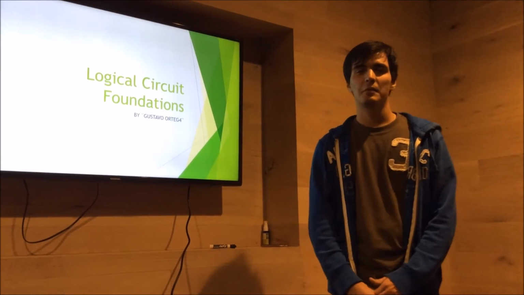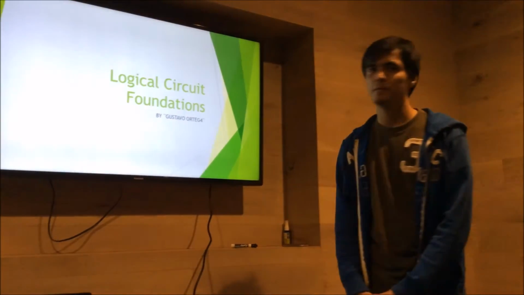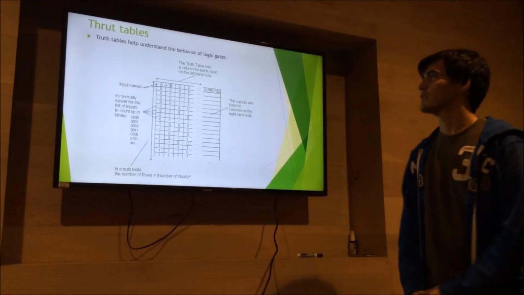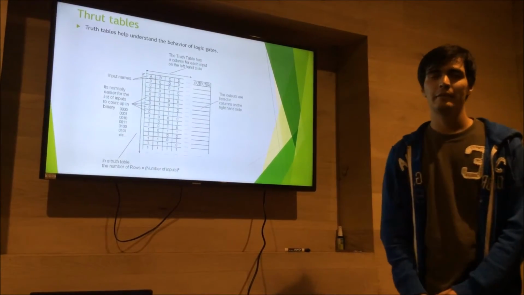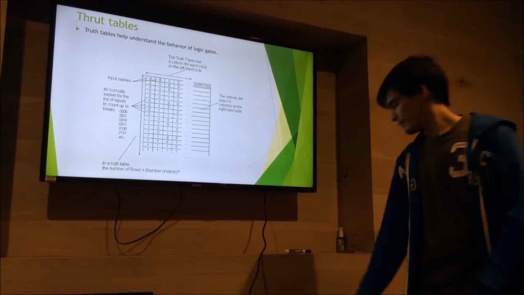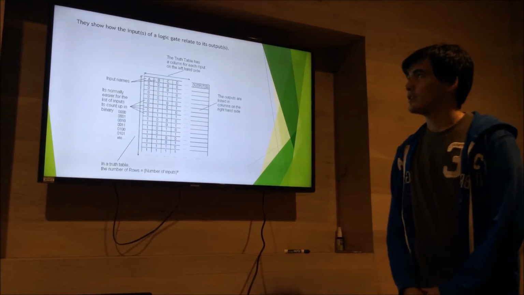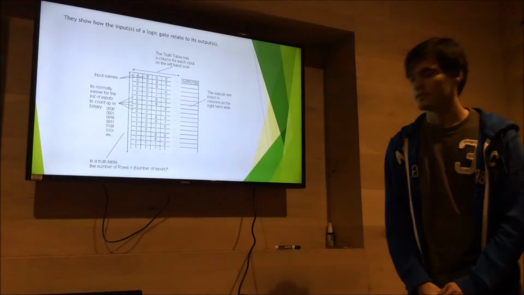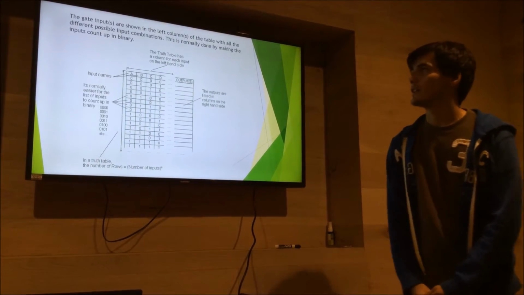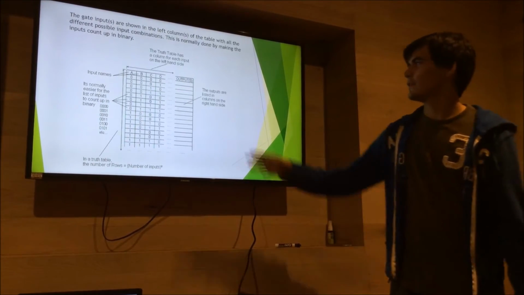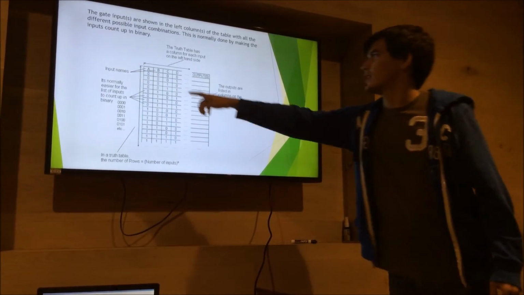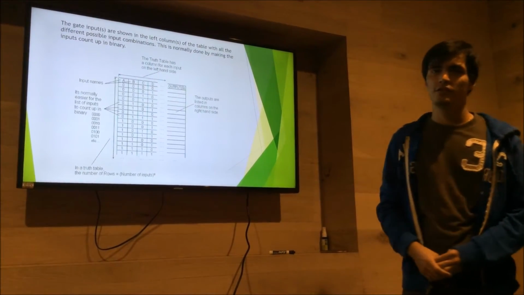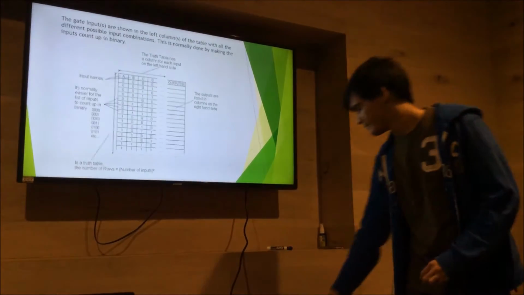Hello, I'm Gustavo Ortega and I'm going to talk about the logical circuit foundations. The truth tables. Truth tables help us to understand the behavior of logic gates. They show how the inputs of a logic gate relate to its outputs. The gate inputs are shown in the left column by the letters A, B, C, and D, and the outputs are left blank because they depend on the logic gates that we use in the circuit.